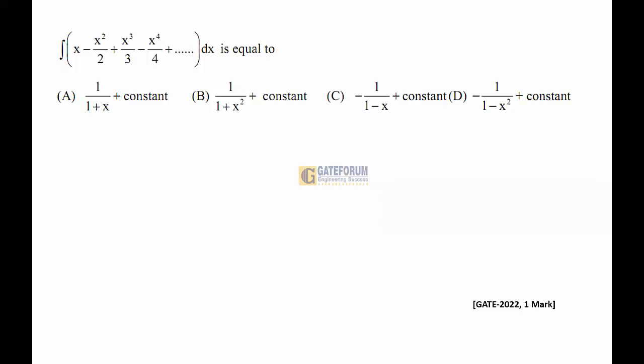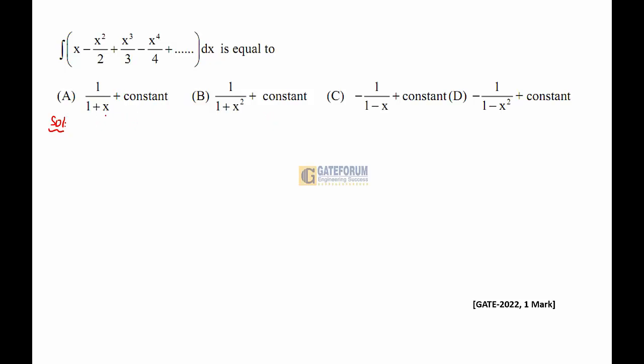The question is integral x minus x square by 2 plus x cube by 3 minus x power 4 by 4 plus etc. dx is equal to 4 options given. This is from engineering mathematics from the topic calculus integration. Solution. So let us evaluate this integration. This is an infinite series expansion which is log 1 plus x. We'll do term by term integration or log 1 plus x integration using integration by parts and check that one by one option, whichever satisfies, that is the answer.